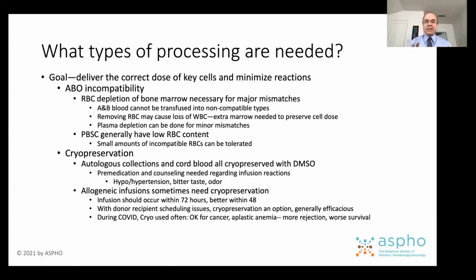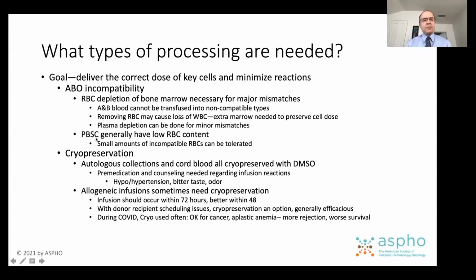Now, let's say you have a minor mismatch. That means that the plasma has antibodies that could react to the red cells of the recipient. That's usually not a big problem, but you can get over that by plasma depletion, and many stem cell labs do that. Now, this ABO incompatibility issue is mainly a problem for bone marrow collection.